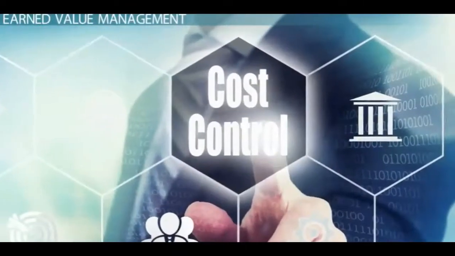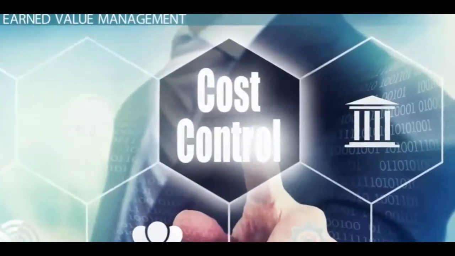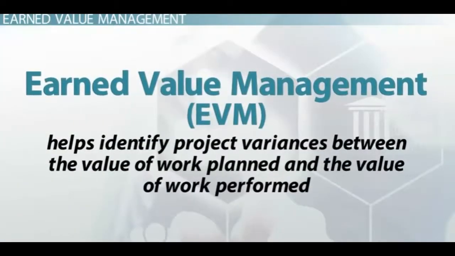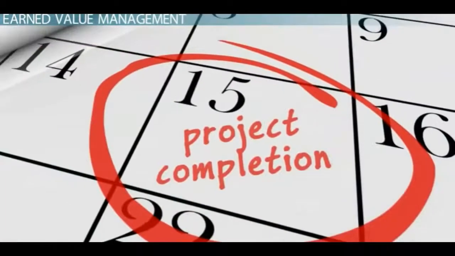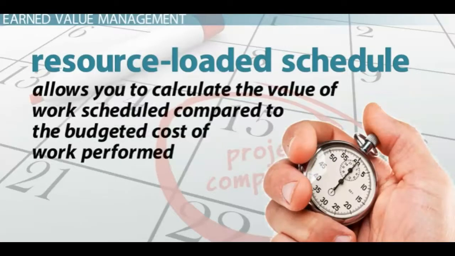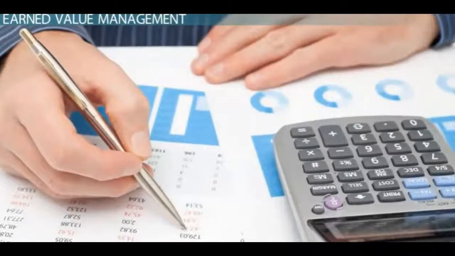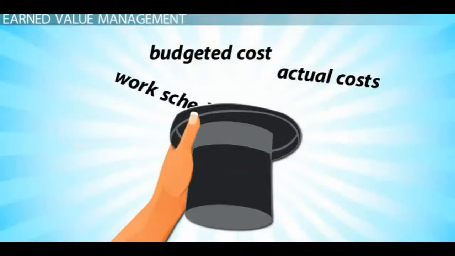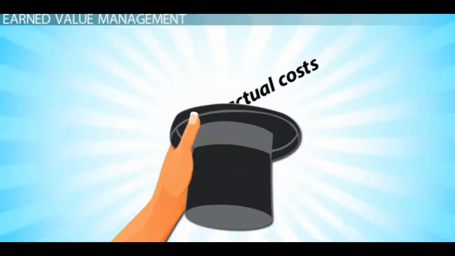The best project management system to use for cost control is Earned Value Management, EVM, which helps identify project variances between the value of work planned and the value of work performed. For EVM to work, your project must have a resource-loaded schedule, meaning the project must be time-phased with the scheduled work. A resource-loaded schedule allows you to calculate the value of work scheduled compared to the budgeted cost of work performed. At the same time, you can use your accounting system to get a value for the actual cost of work performed.